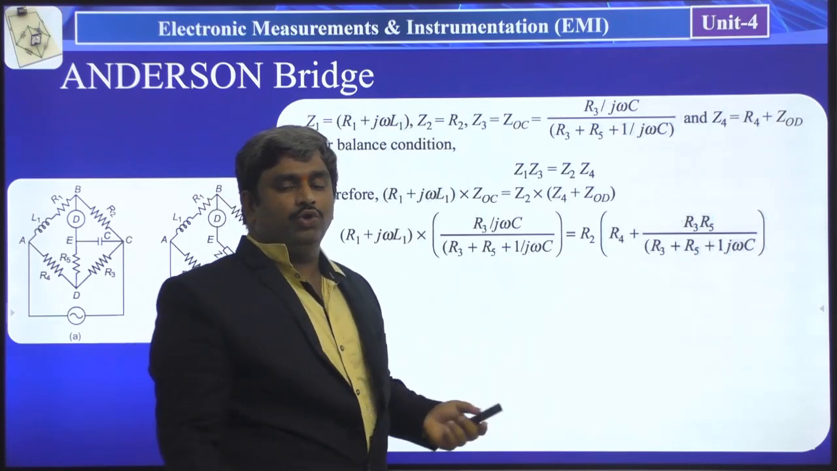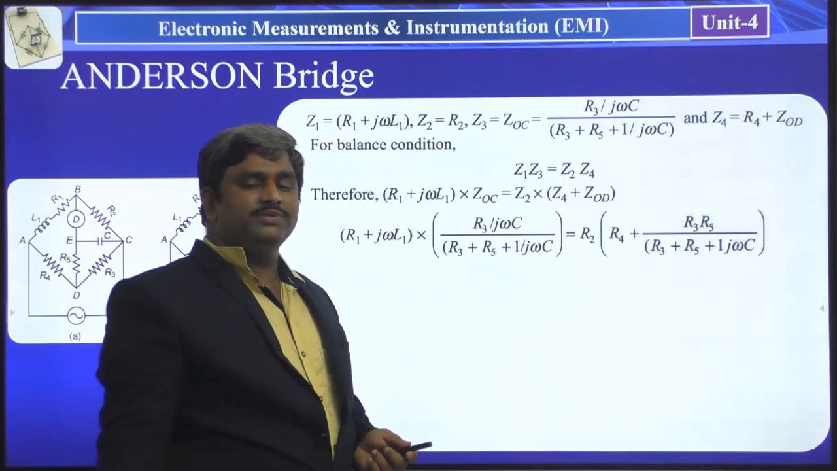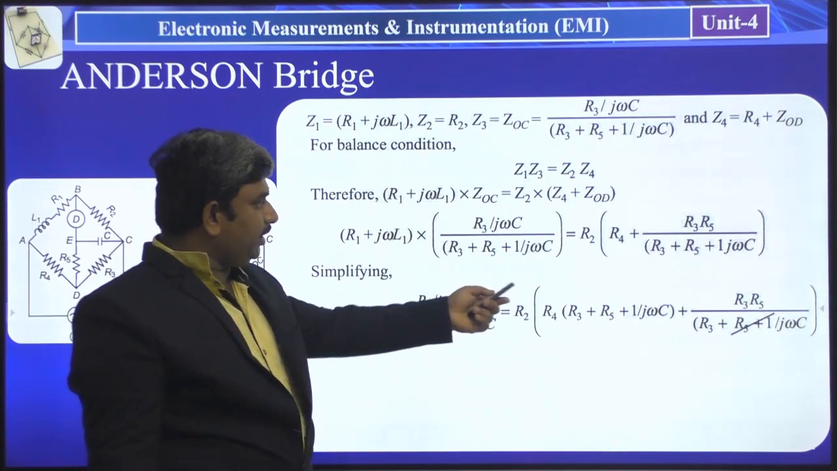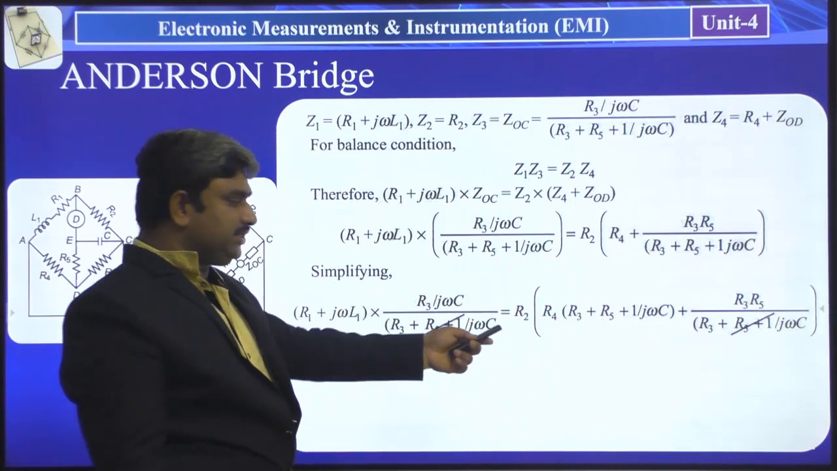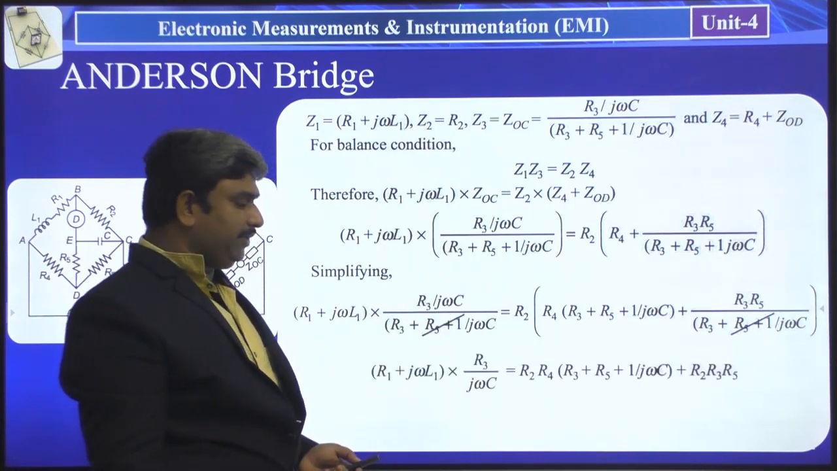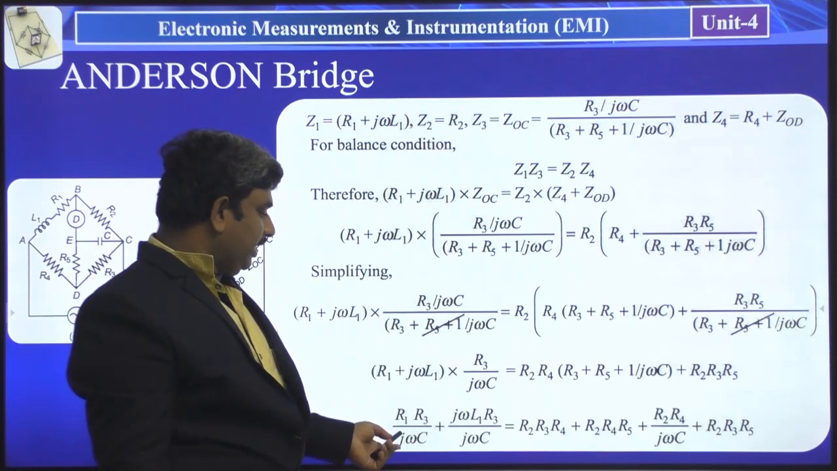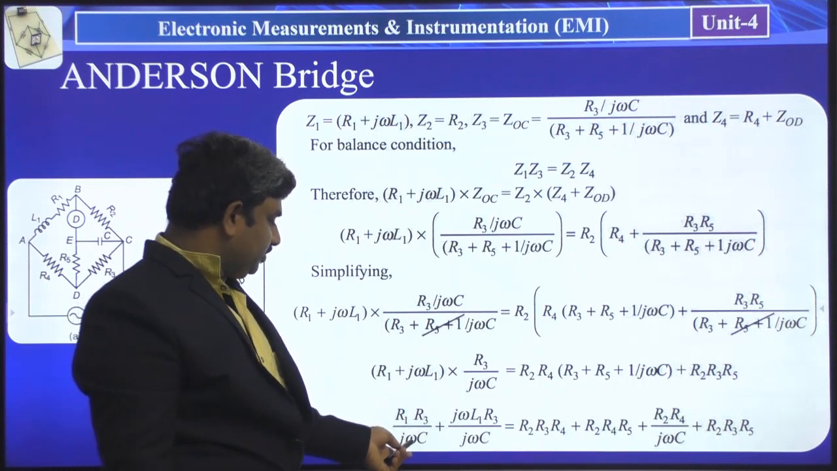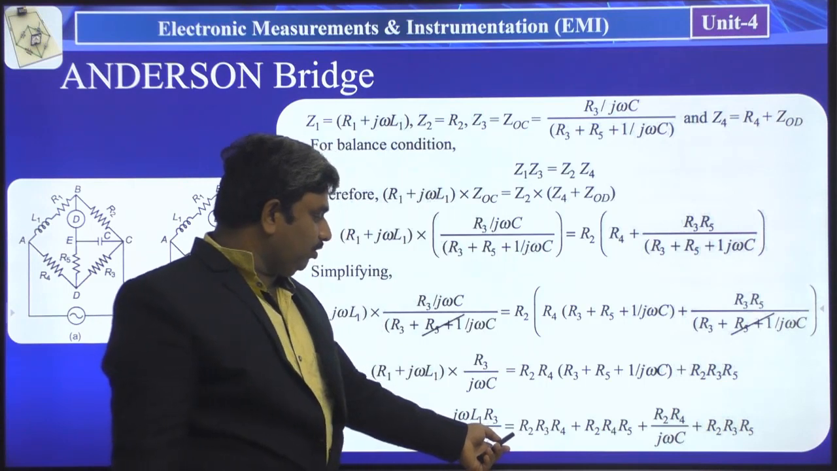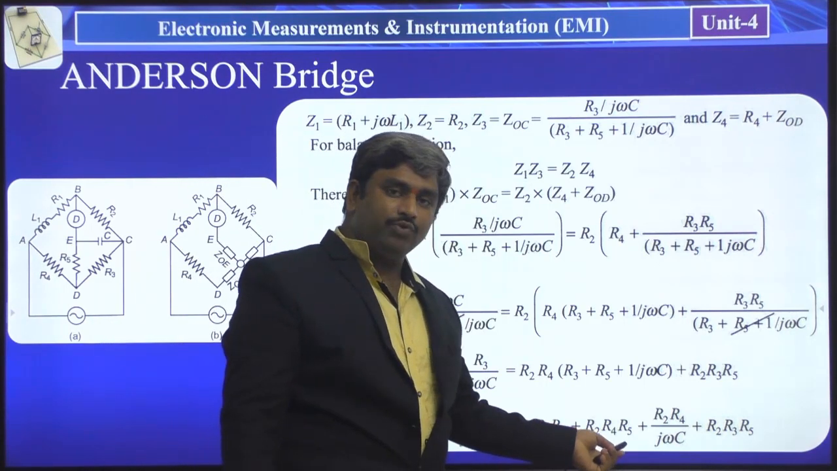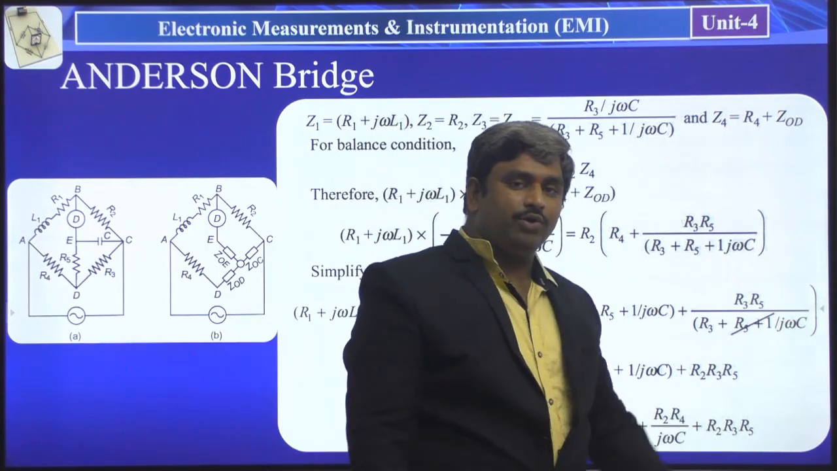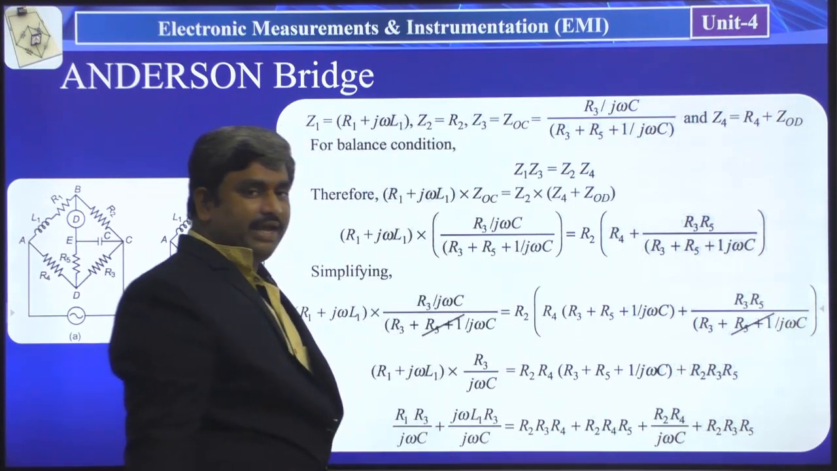After multiplying, you have to separate the real terms and imaginary terms parts. So see here. This denominator and the denominator, both the denominators I have cancelled. The remaining terms I have multiplied. After multiplication, I got the expression like this. That is R1 R3 by j omega C plus j omega L1 R3 by j omega C is equal to R2 R3 R4 plus R2 R4 R5 plus R2 R4 by j omega C plus R2 R3 R5. This is the expression.